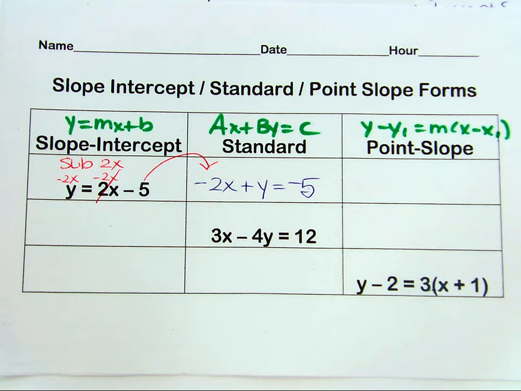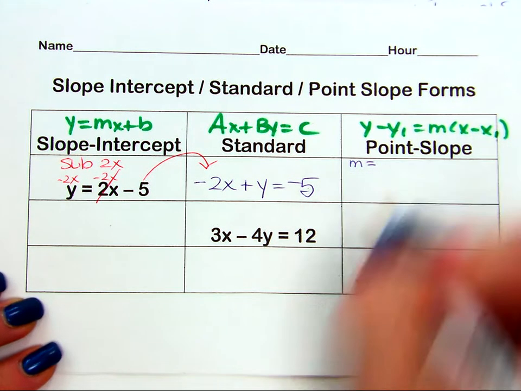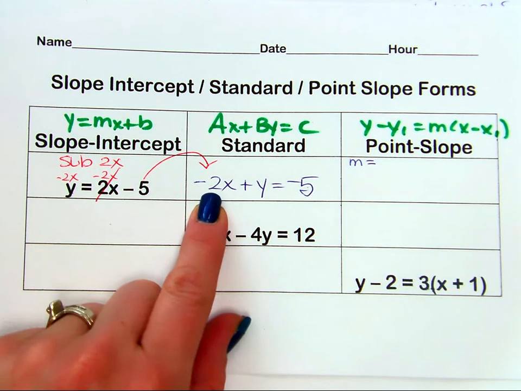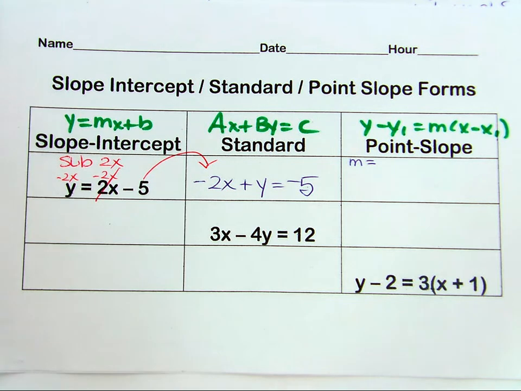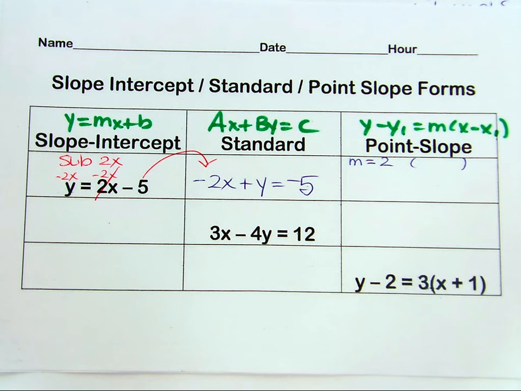What two things do you need for point slope? You need the point and you need the slope. I got one of them. What's the slope? Be careful. It's not this. It's what? 2. So the slope is 2. Where can I get my hands on a point?